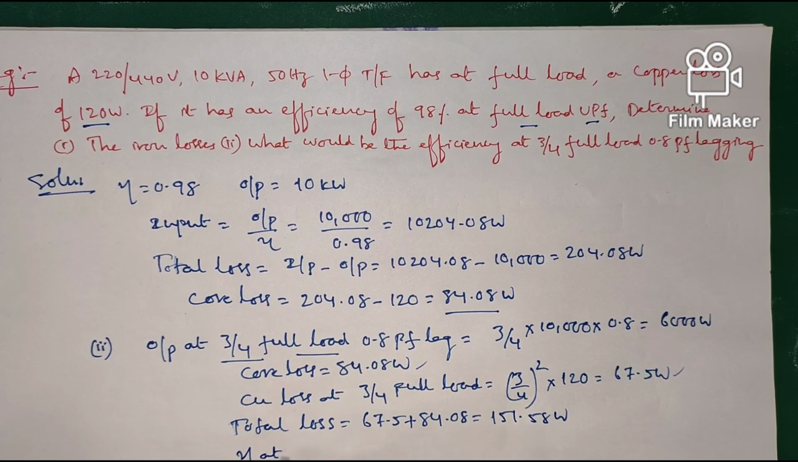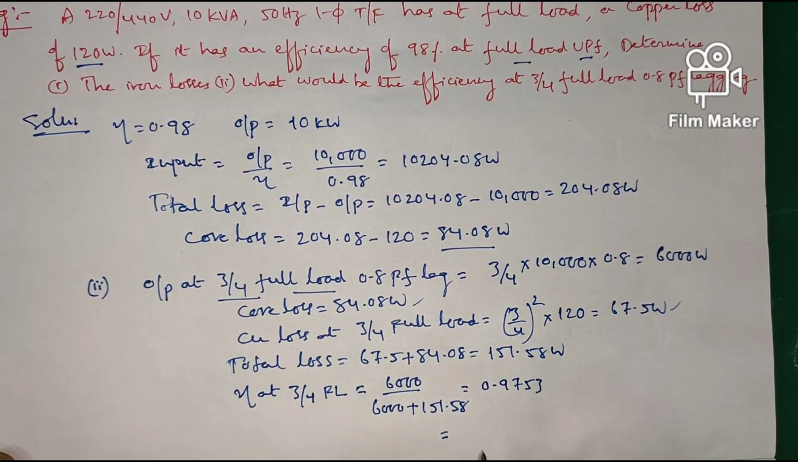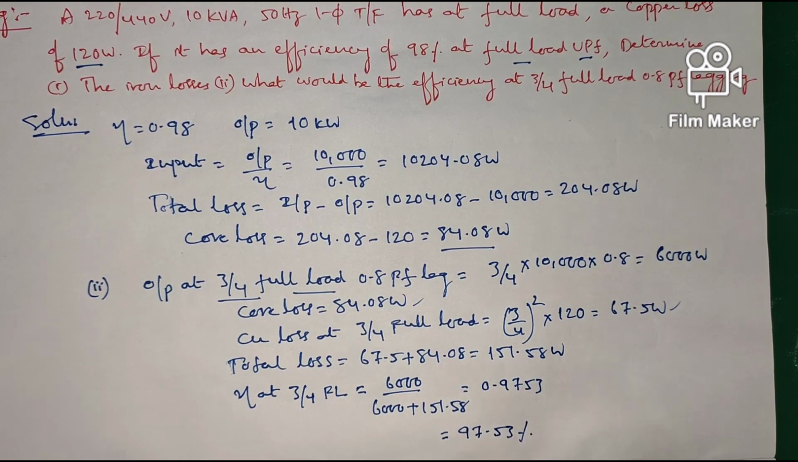So efficiency at the given condition, that is 3/4 of full load, is equal to output, that is 6000 watts, divided by the total input, 6000 plus 151.58. This gives rise to a value of 0.9753, and when it is expressed as a percentage, we get this as equal to 97.53%. This is how the solution goes.